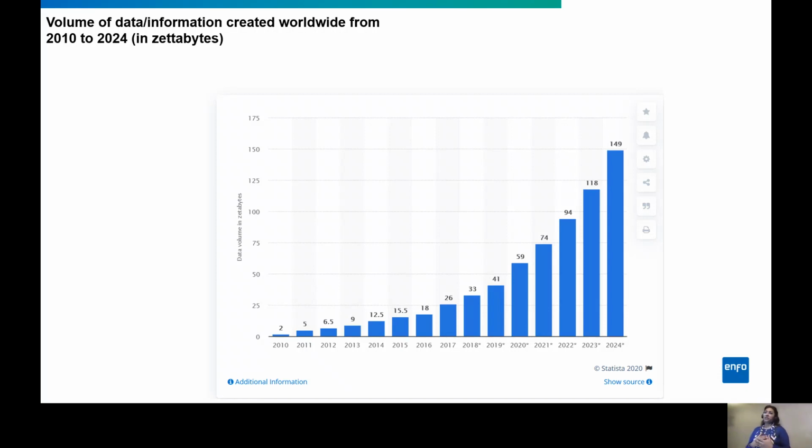We can see that the volume of data has been growing exponentially. And this is not just the enterprise data that we are producing every day in paper and transactions and all kinds of structured and unstructured information.